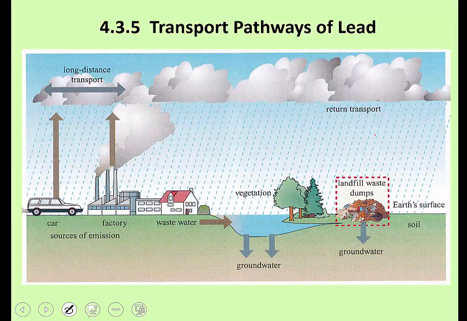Now, lead, we know, is a very important heavy metal to monitor in the environment, and that's because of its toxicity. Its toxicity to humans, its toxicity to plants. It's just generally not something we want to have a lot of in our soils, in our air, in our water. So if we look at the transportation pathways for lead, those are pretty standard.